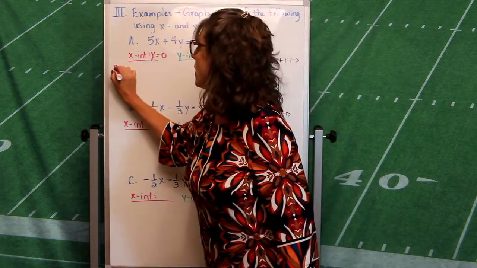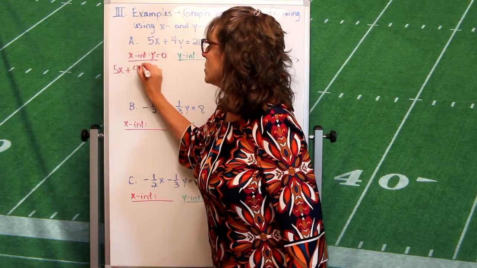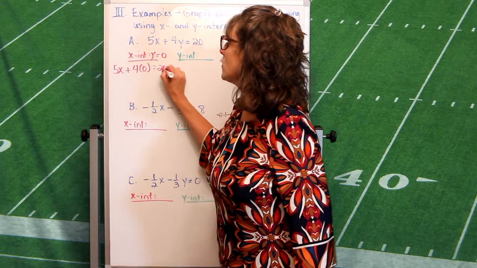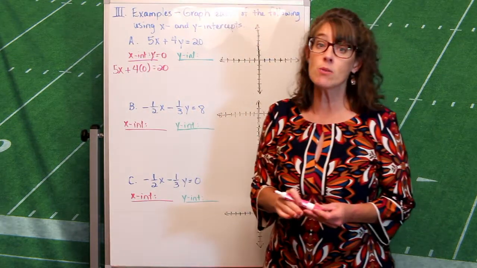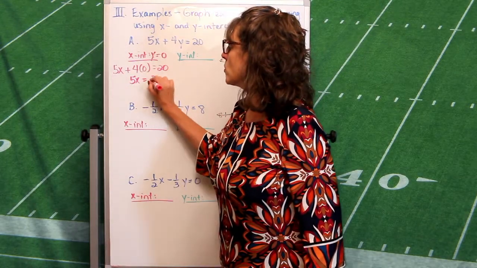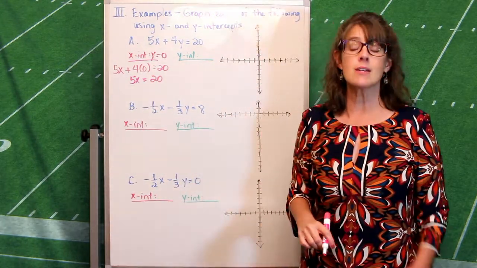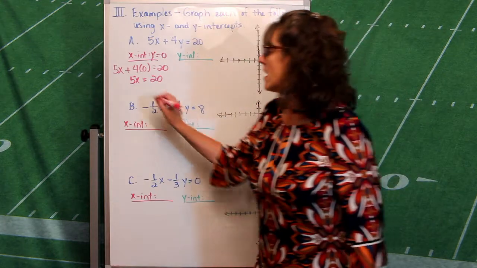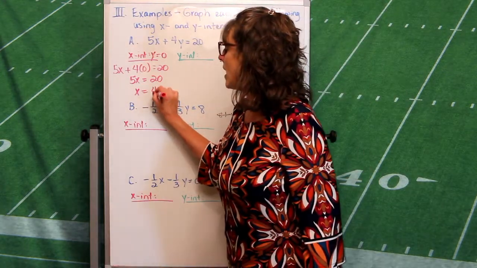When I do, I will have 5x plus 4 times 0 equals 20. And like we said before, anything times 0 is 0. That term is completely gone. I'm left with 5x equals 20. And what do I do now to get x? Yes, I divide by 5. And when I take 20 and divide it by 5, I get a 4.